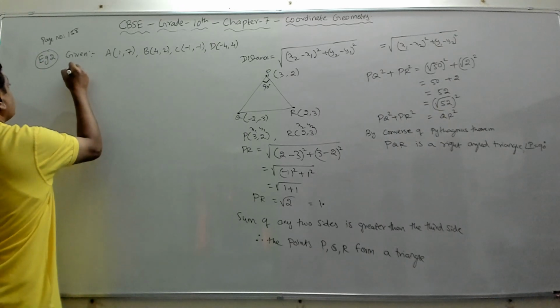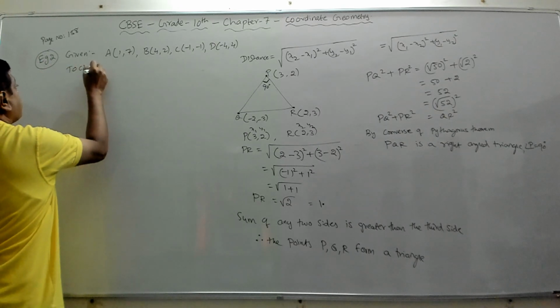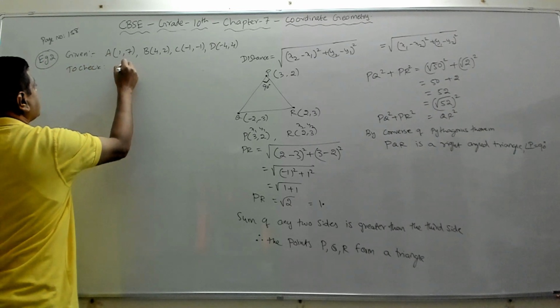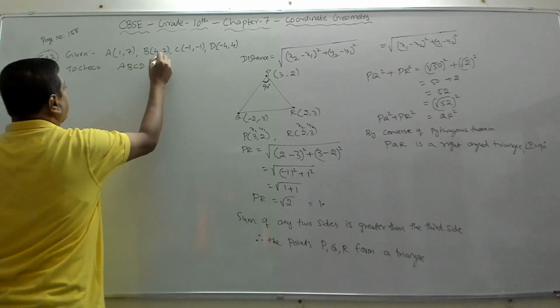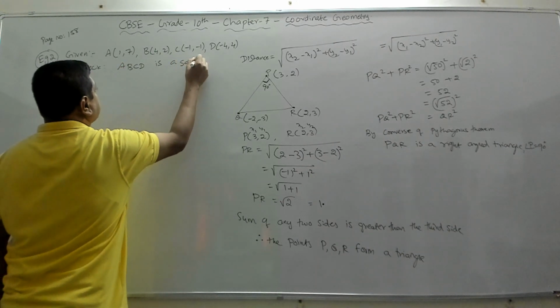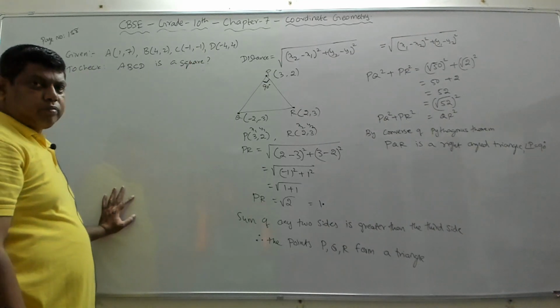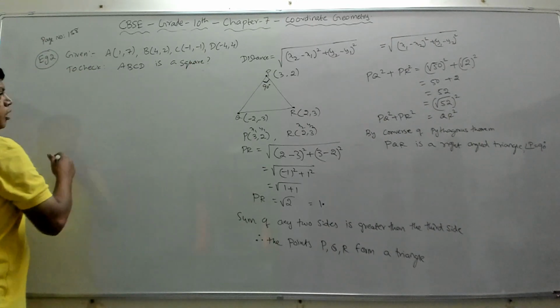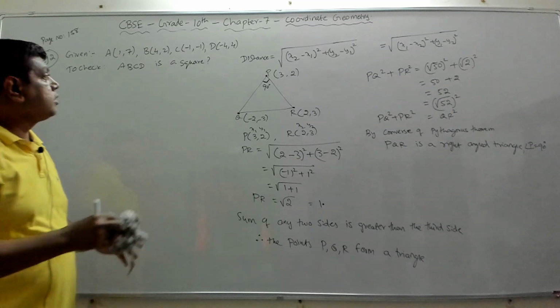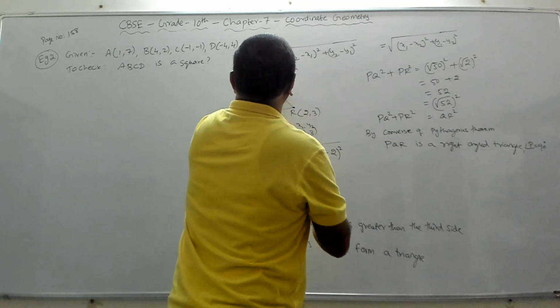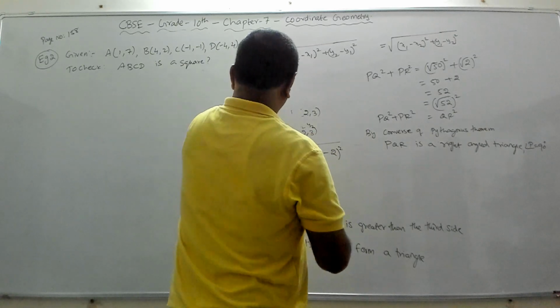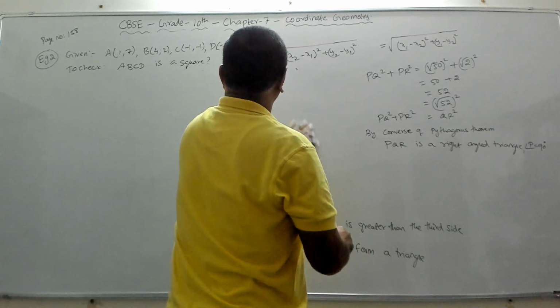We need to check whether they form vertices of a square. So we have to check. What you have to check? We are not proving. We are checking whether it's a square. To check whether ABCD is a square. Fine. Let me draw the diagram here.